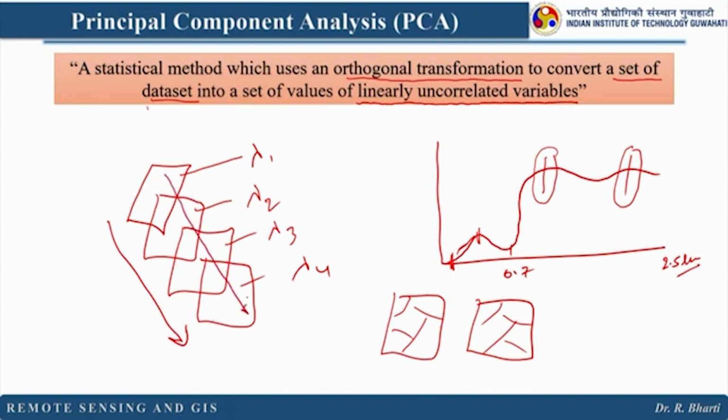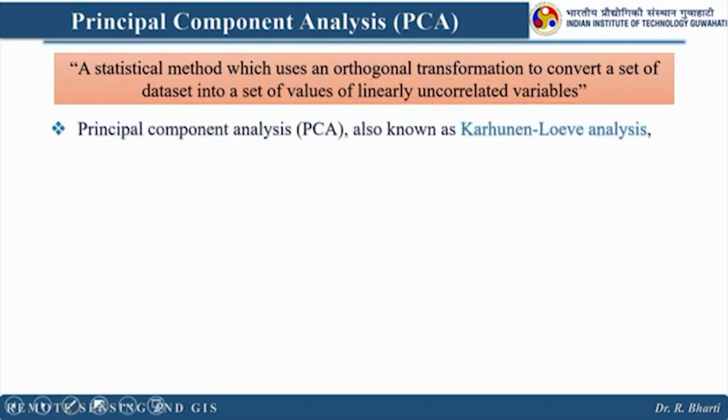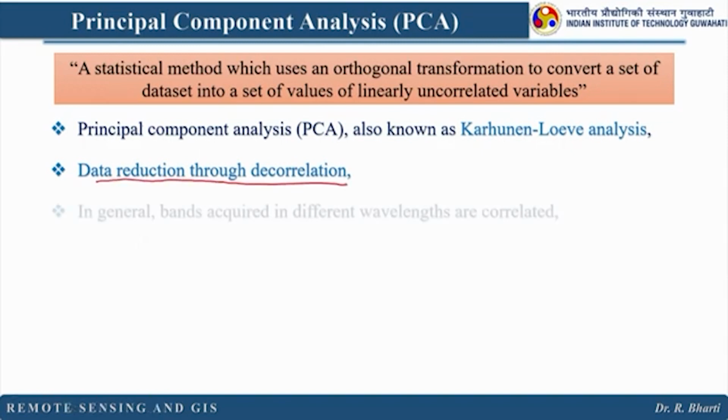Here I have given you only a 4 band example, but let us assume that you have a hyperspectral image. In that case you have 100 or 200 bands. Then imagine how much time and effort you need to analyze that particular image. So principal component analysis is used for data reduction through decorrelation. This is very important: data reduction through decorrelation.